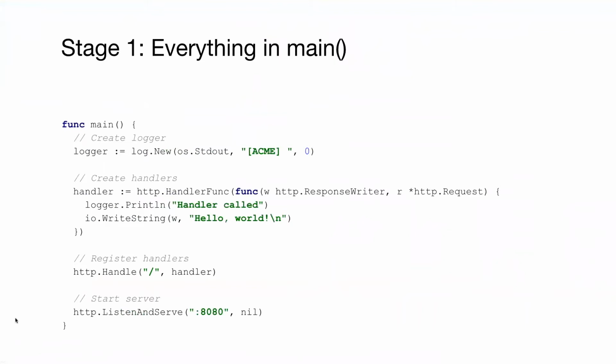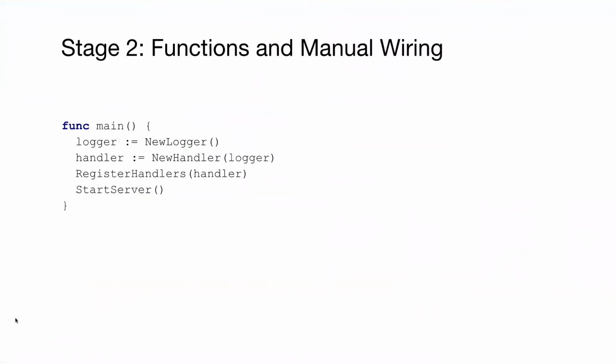A very first attempt will simply take the 4 sections from the previous slide and encapsulate this code as functions. So we'll have a new logger constructor to create the logger. We'll have a new handler that will accept the logger, dependency injection, to create the handler. And we will have 2 more calls to actually register the handlers and start the server.